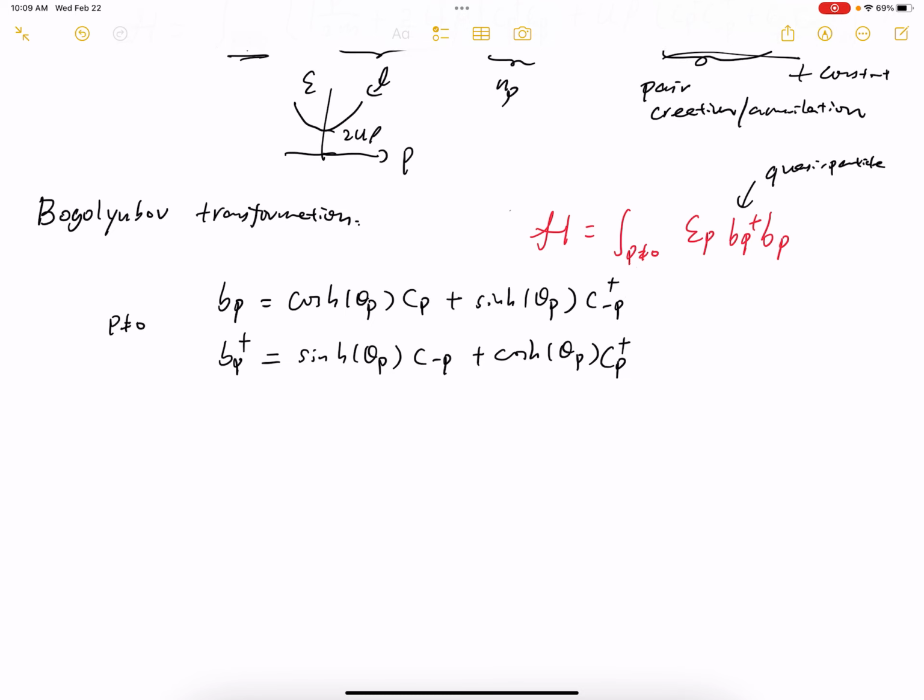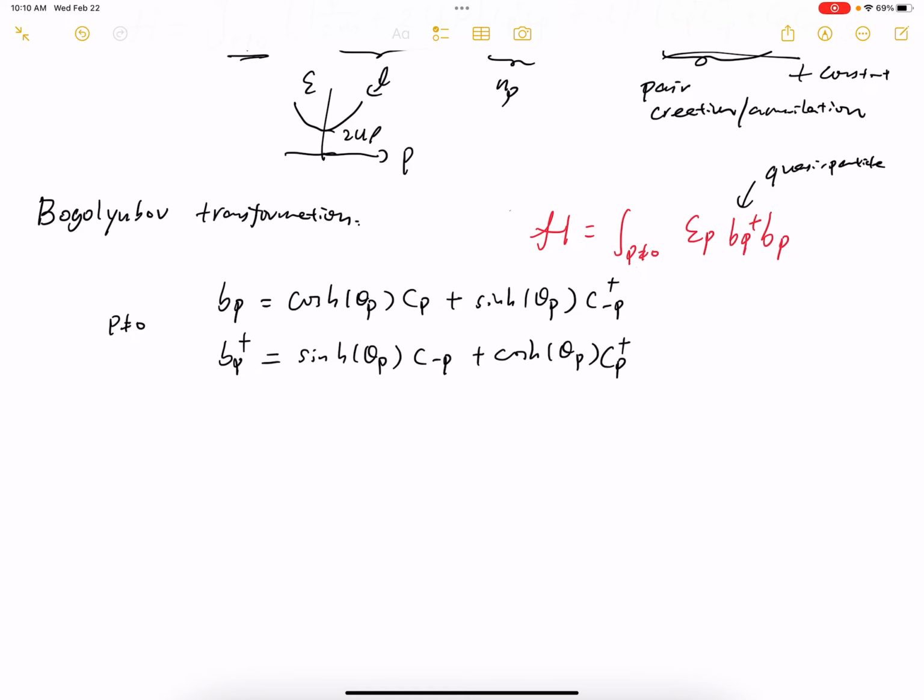This is why it's a quasi-particle. Let's look at B_p dagger, the last equation here. It's creating a quasi-particle at momentum p. You can think of that quasi-particle as having some part that creates a particle with momentum p, but also some part that removes a particle at momentum minus p. So it's really a weird hybrid thing. And we talked about this idea before: removing a particle at momentum minus p, that first term, you can also think of as creating a hole at momentum minus p.